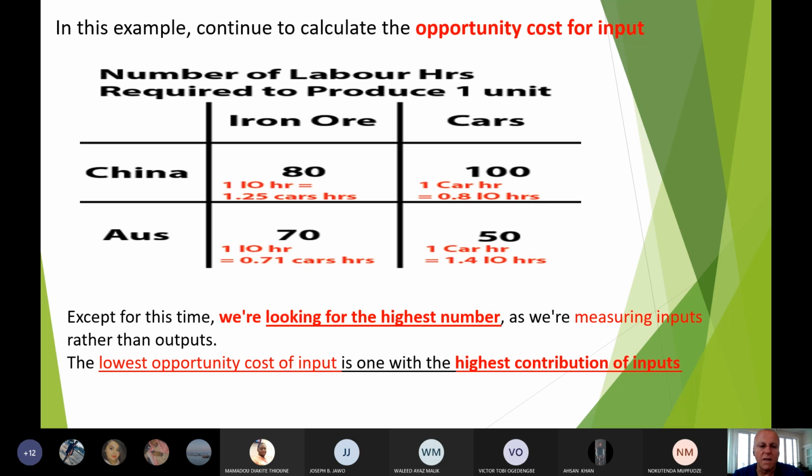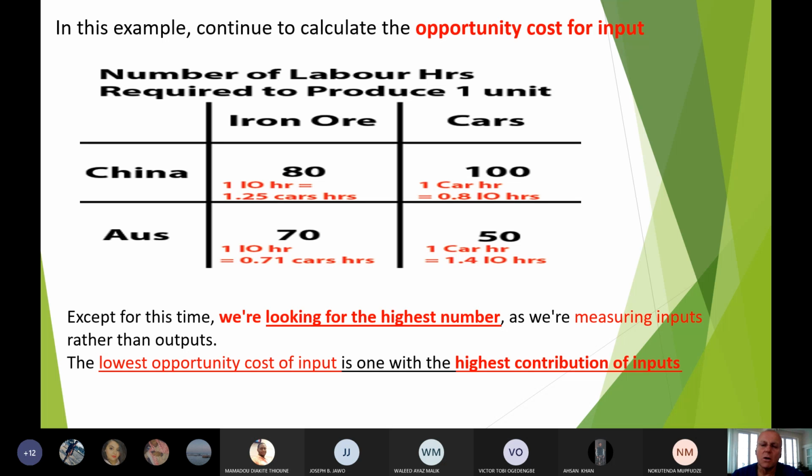When we are looking at this example again for China and Australia, I think it is, 80, 100, 70, and 50 again given, but now we are looking at iron ore. 1 iron ore makes 1.25 cars for China, and 1 car makes 0.8 iron ore for China. For Australia, 1 iron ore makes 0.71 cars, and 1 car makes 1.4 iron ore.